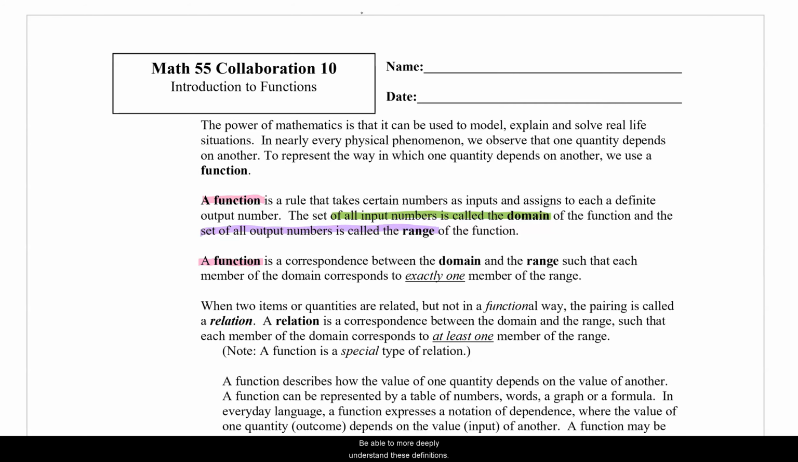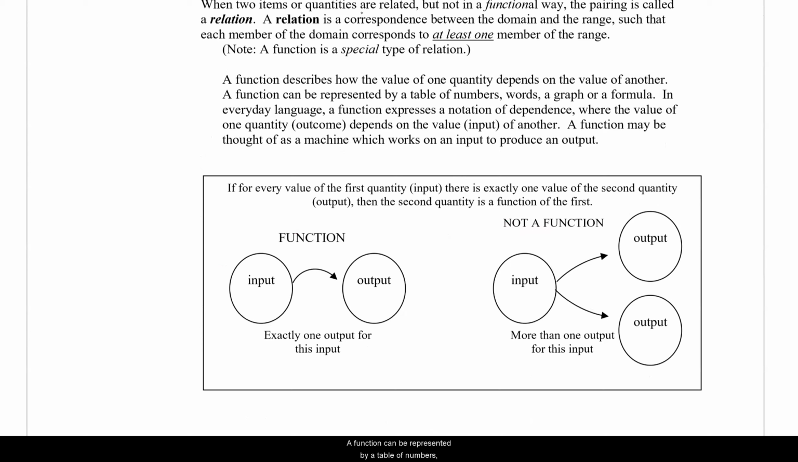A function can be represented by a table of numbers, by just words, by a graph, or a formula. We also have something called an arrow diagram that you'll see a little bit later. In everyday language, a function is expressing a notation of dependence. One quantity, the outcome, depends on the value, the input, of another.